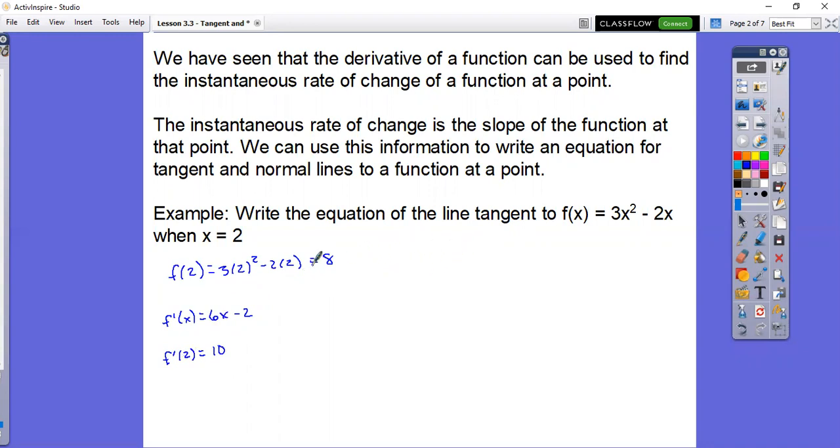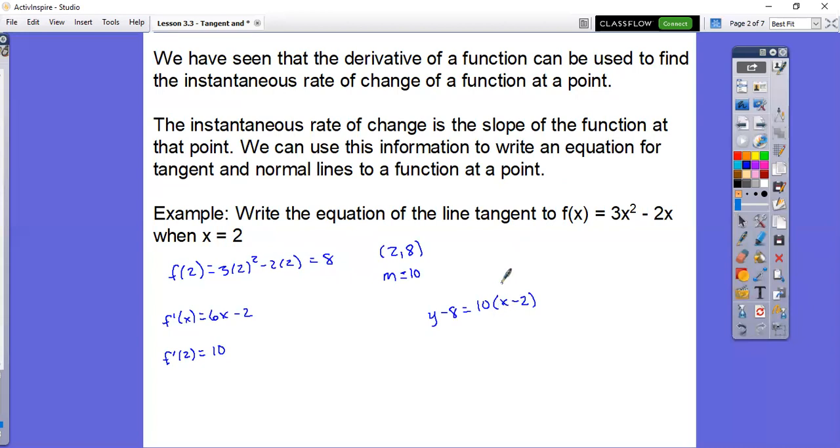So I've gathered a lot of information from a few relatively simple things. I found f of 2 by plugging 2 into the function. This tells me that this graph contains the point (2, 8). I also used the derivative to find the slope, so I know that the slope of the curve at that point is 10. I can use this to write the equation of the tangent line using the point-slope form of the line. So this will be y minus 8 equals 10 times x minus 2. And there it is. That's our equation of the line tangent to this curve at the point when x equals 2.